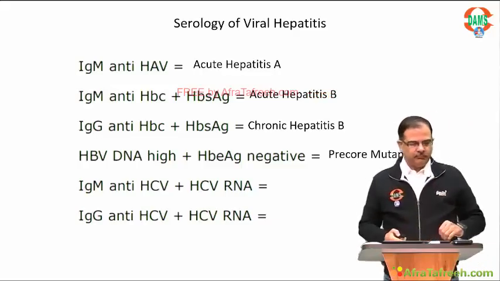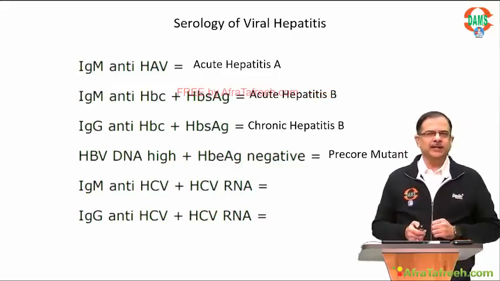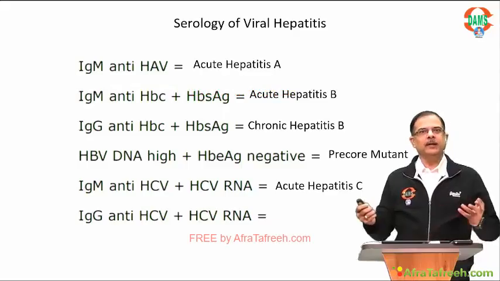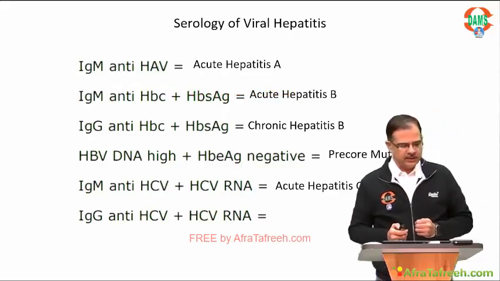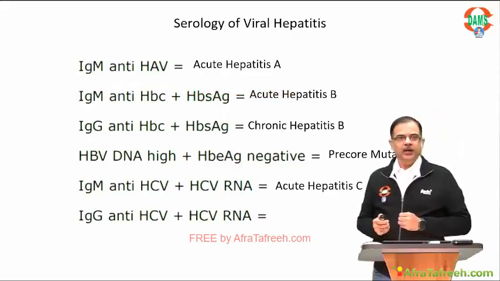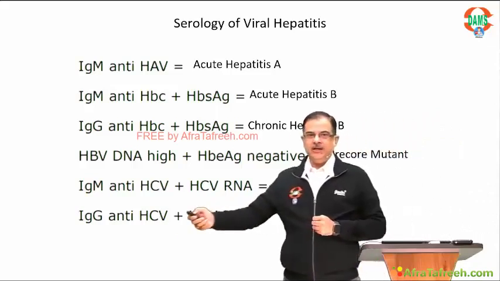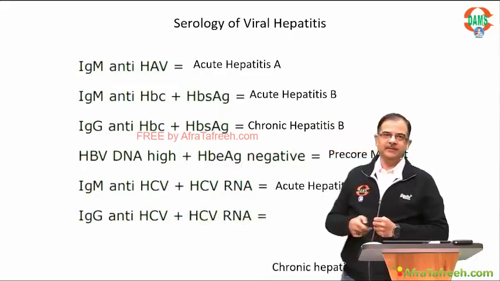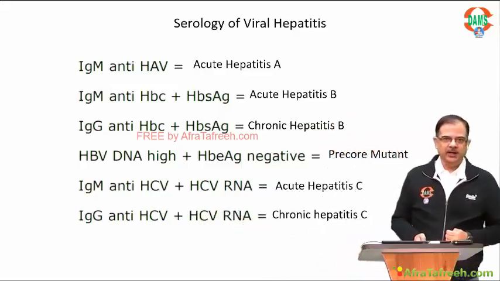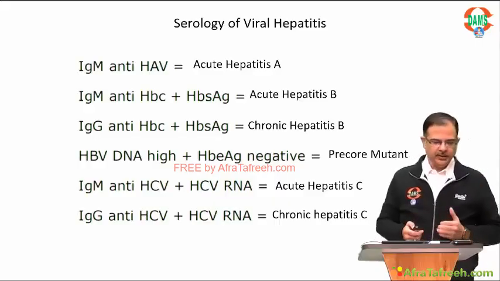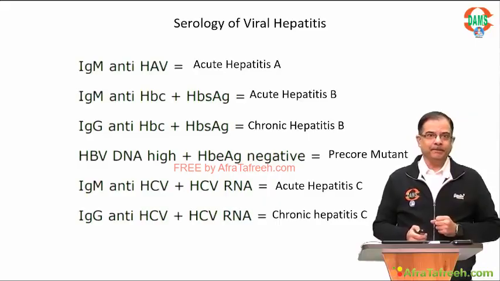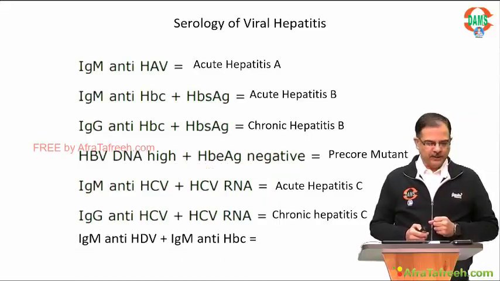While in a case of IgM anti-HCV and HCV RNA positive, it is acute hepatitis C. So this is a case of acute hepatitis C. While IgG anti-HCV is present with HCV RNA, obviously this is a case of chronic hepatitis C.